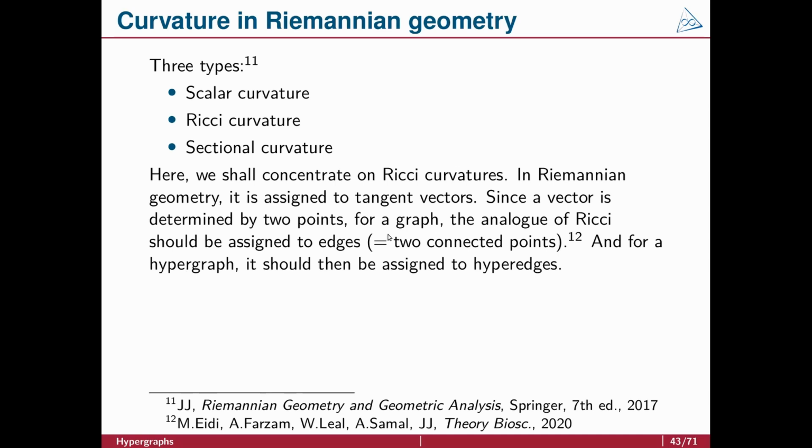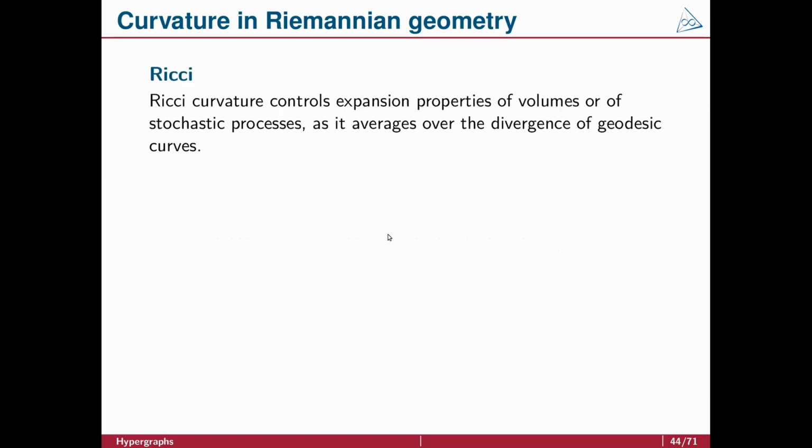And so for hypergraphs, curvature should be assigned to hyperedges, and Ricci curvature in Riemannian geometry controls expansion properties of volumes. We look at volumes of distance balls as a function of the radius, and the larger the Ricci curvature, the slower the volume grows. This is a basic result, and it is also related to stochastic processes.